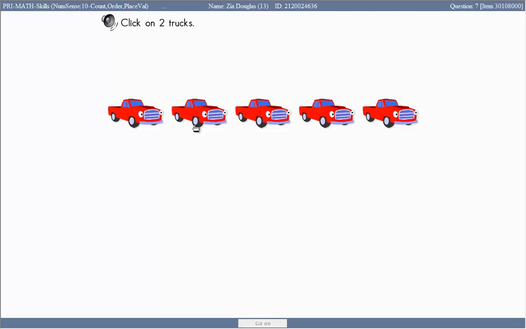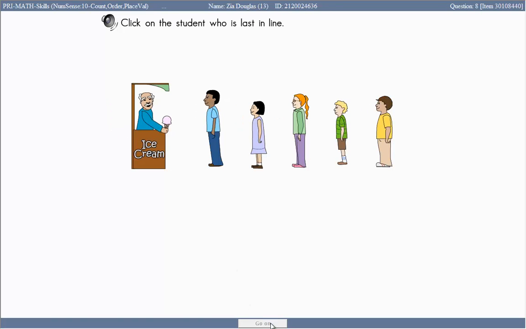Okay. This one wants them to click on 2 trucks. It's that number sense again where they want them to know what 2 looks like. Click on the student who is last in line. Here, they would have to know where the end of the line was, and they would also have to understand what the term last meant. Because some of these terms are new for students, so until they really understand last and first in positional words, this can become tricky also.